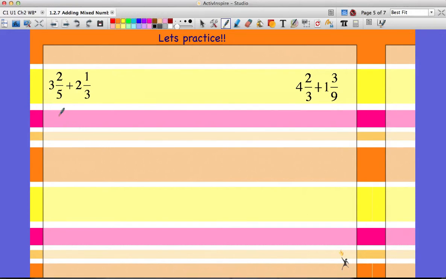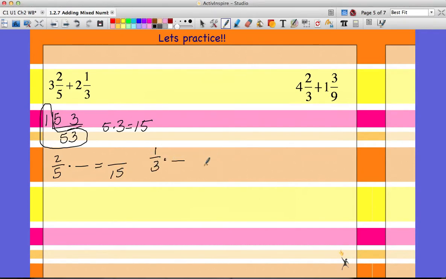So in this case, I need to find the LCM of 5 and 3, so I put 5 and 3 in my ladder. They can only be divisible by 1. It's the only factor they have in common. So I take 5 times 3, and that gives me 15. So now 2/5 has to change to a denominator of 15, and 1/3 has to change to have a denominator of 15.